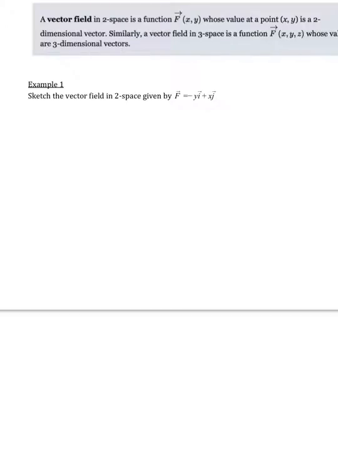So let's look at example 1. Example 1 asks you to sketch a vector field of the 2 space given by this function. As you see here, it's a force field, and since force is a vector, it's also a vector field. Before we can graph anything, we have to figure out what we're graphing, and the first step towards doing that is to draw a table of values and see what the vectors look like at different points. I decided to do a table of values with 3 different x and y coordinates, which means you'll get 9 vectors overall, and that should be enough for you to see a pattern.